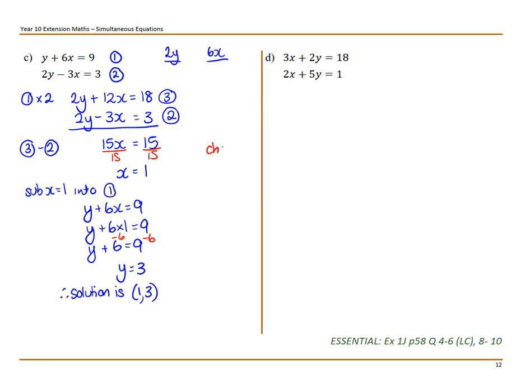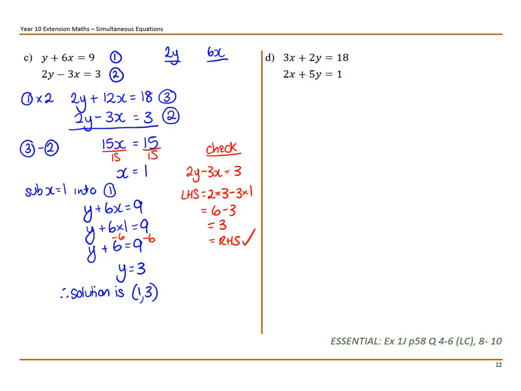Let's check. We used equation 1 for my second step, so we're going to use equation 2. So 2y minus 3x equals 3. My left-hand side is going to be 2 lots of 3 minus 3 lots of 1, which is 6 minus 3 is 3, which equals my right-hand side, so I know I'm correct.